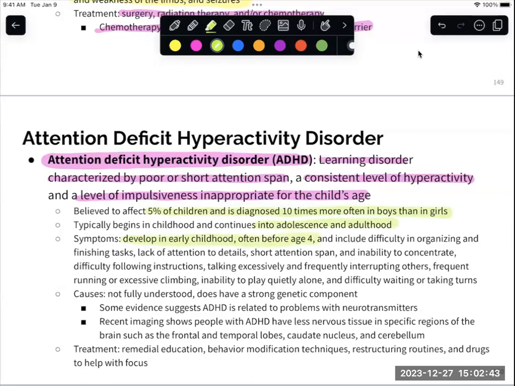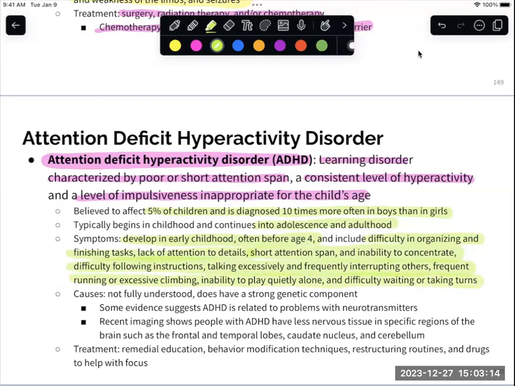Often symptoms may be noticed before the age of 4. They have difficulty organizing and finishing tasks, and a lack of attention to detail. They have a very short attention span, inability to concentrate, difficulty following instructions, talking excessively, and frequently interrupting others. Frequent running or excess climbing, inability to play quietly alone, and difficulty waiting or taking turns.